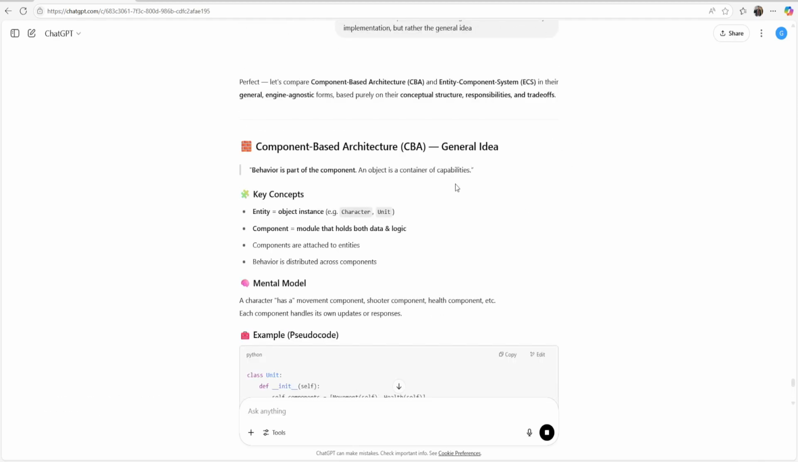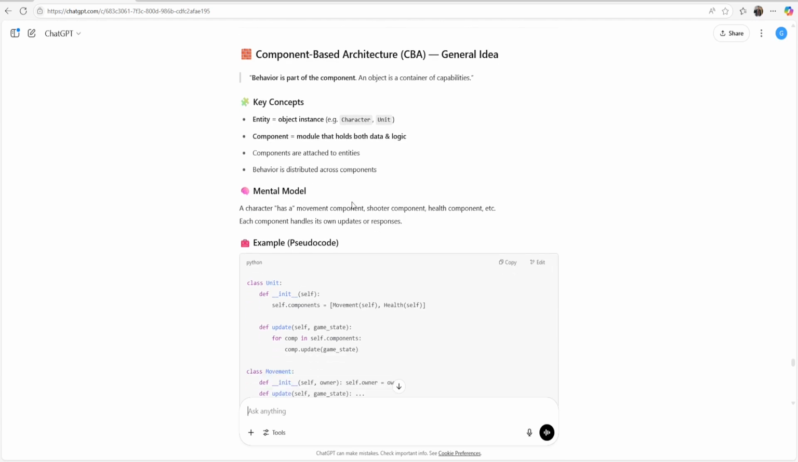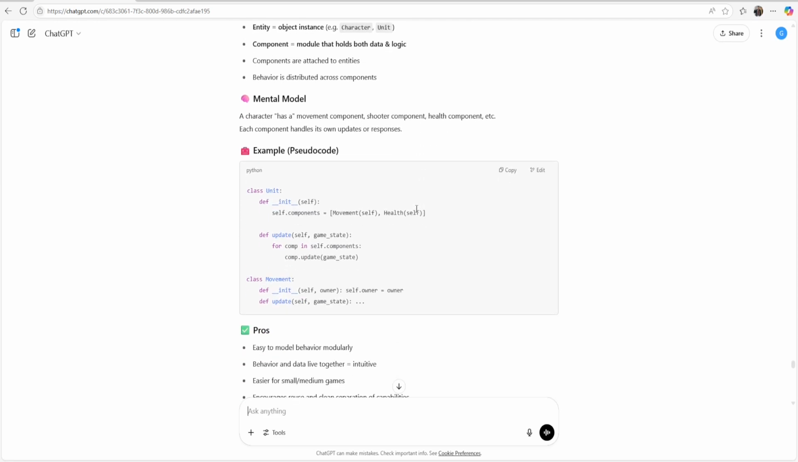This is the part where we can conclude our research. Let's hope that this is the final answer we're looking for. In component-based architecture, they have an entity that's an object instance, and then the component is the module that holds the data and the logic. That's very fine. The components are attached to the entities, and the behavior is distributed across the components. The mental model is that the character has components, and each one is responsible for processing itself.